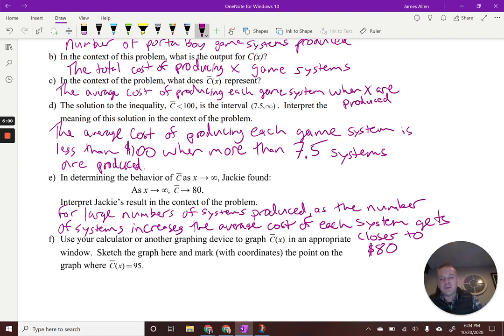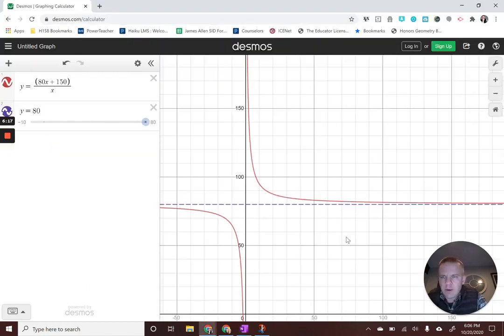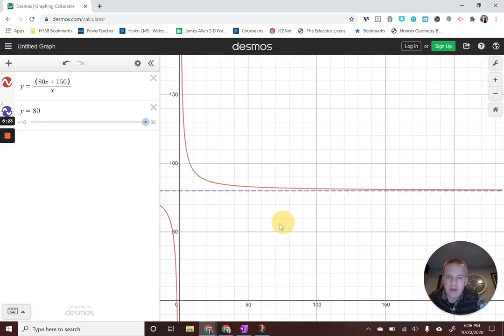Alrighty. Part F. Use your calculator or another graphing device, perfect, we already got one, to graph C bar of x in an appropriate window. Sketch the graph here and mark with coordinates the point on the graph where C bar of x equals 95. All right, so we have our Desmos graph. So here we are on Desmos, and remember we said we're not really worried about those negative x values. We're really only worried about the positives.